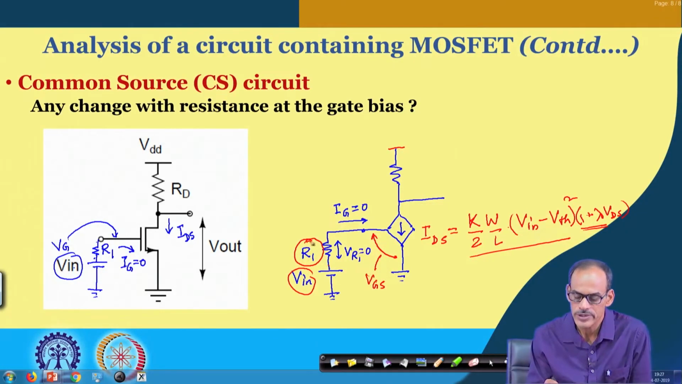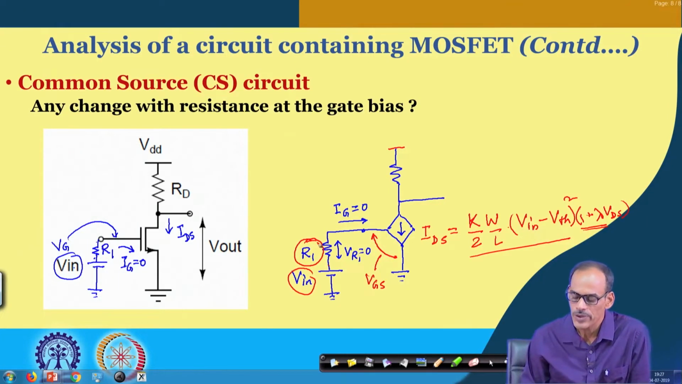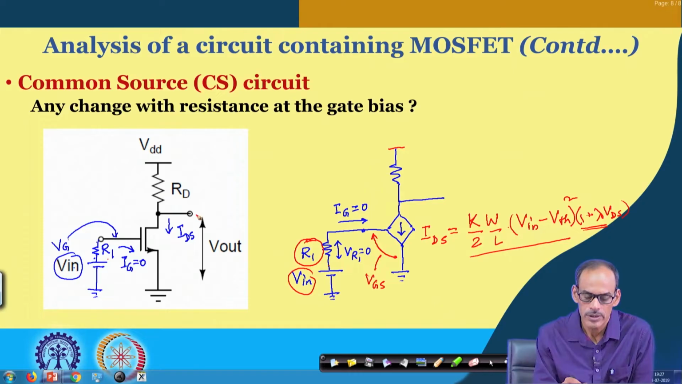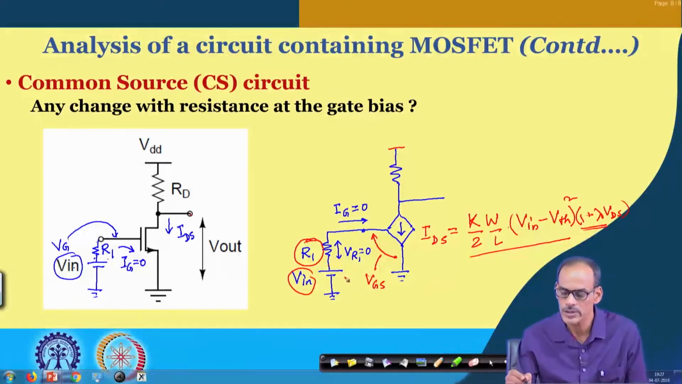So, then for signal, of course, this resistor will have some role to play. That we will discuss later, but for the time being you can say that if you have a resistor here, it does not have any influence on the DC condition.